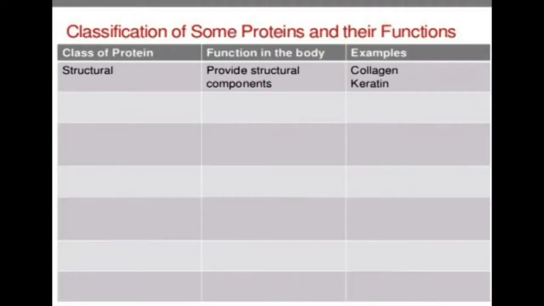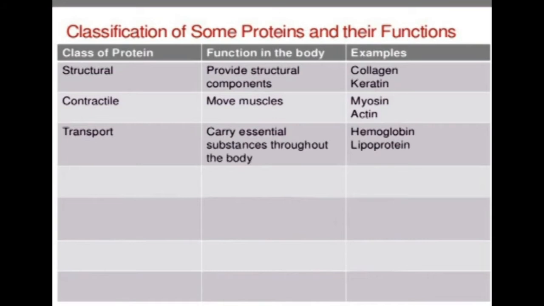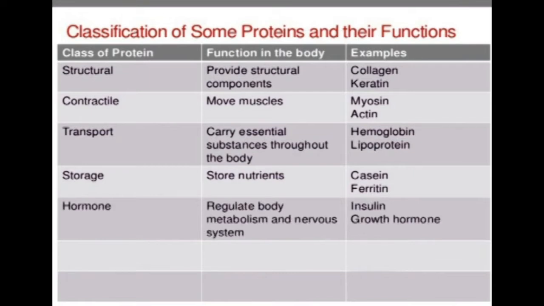Number 1, structural proteins. Example, collagen and keratin. They provide structural components. Contractile proteins which help in moving muscles. Example, myosin and actin. Transport proteins. They carry essential substances throughout the body and examples are lipoproteins and hemoglobin. Storage proteins. They store nutrients. Example, casein and ferritin.